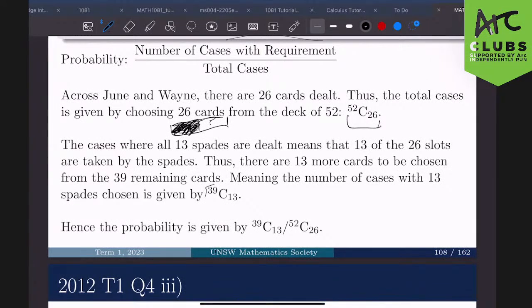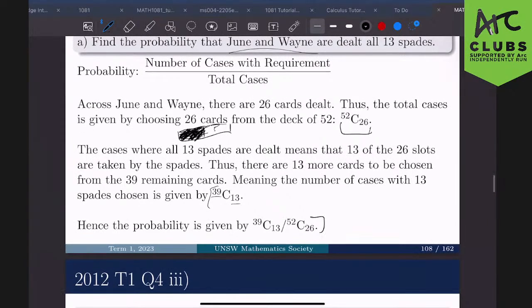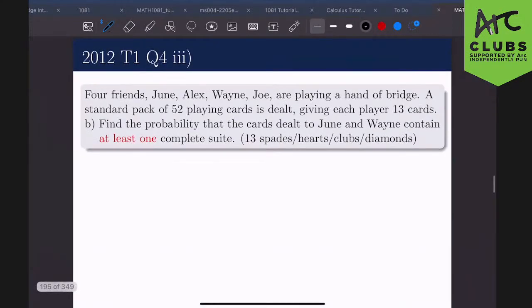So we selected all the spades, so we've just got 39 cards left, and then we're only choosing 13 left, because we've already chosen 13 as the spades of the 26. So now we just do the probability, which is the number of cases with requirement over the total cases. And that's straightforward. Find the probability that the cards dealt to Julian and Wayne contain at least one complete suit.